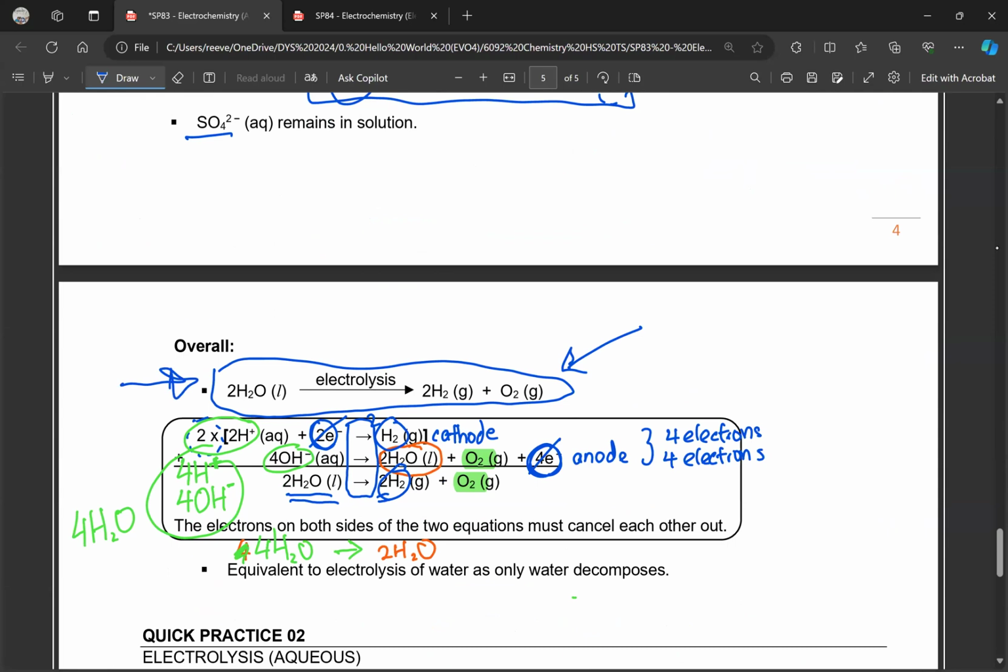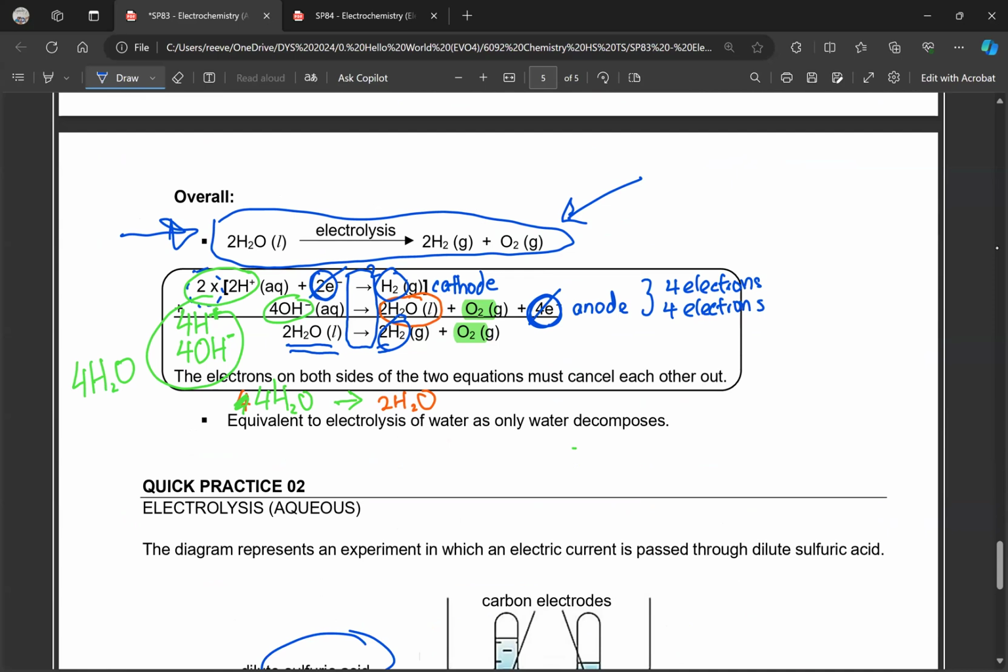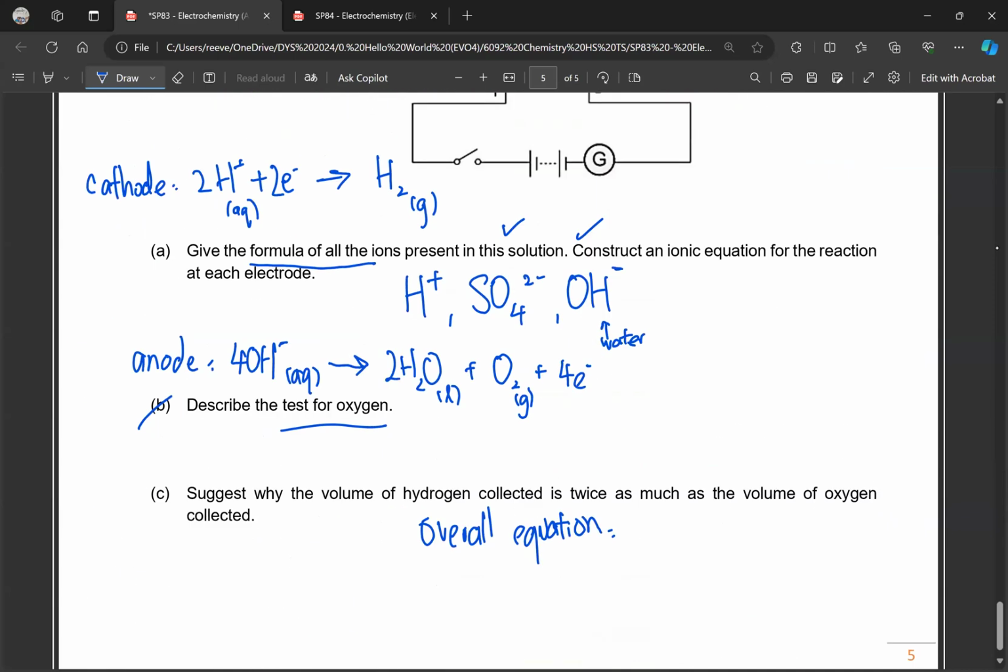How to get the overall? It's all the things I explained just now. So this is the overall equation: 2H2O becomes 2H2 plus O2. If you have not realized, this is the electrolysis of water. When you pass electricity through water, you really get hydrogen and oxygen gas. This is actually the electrolysis of water.